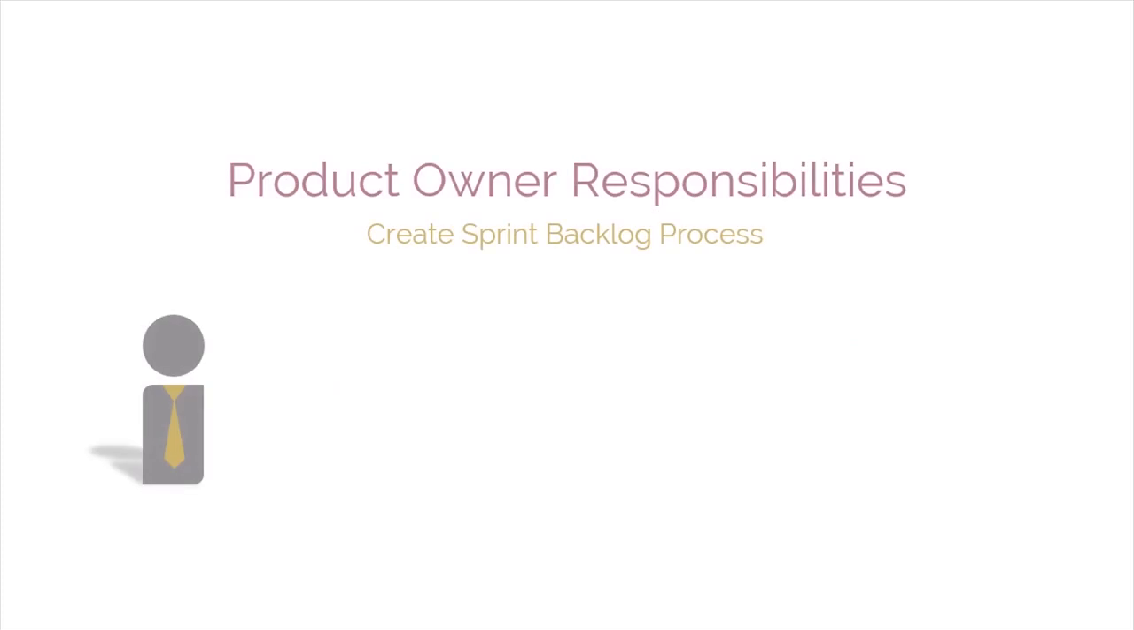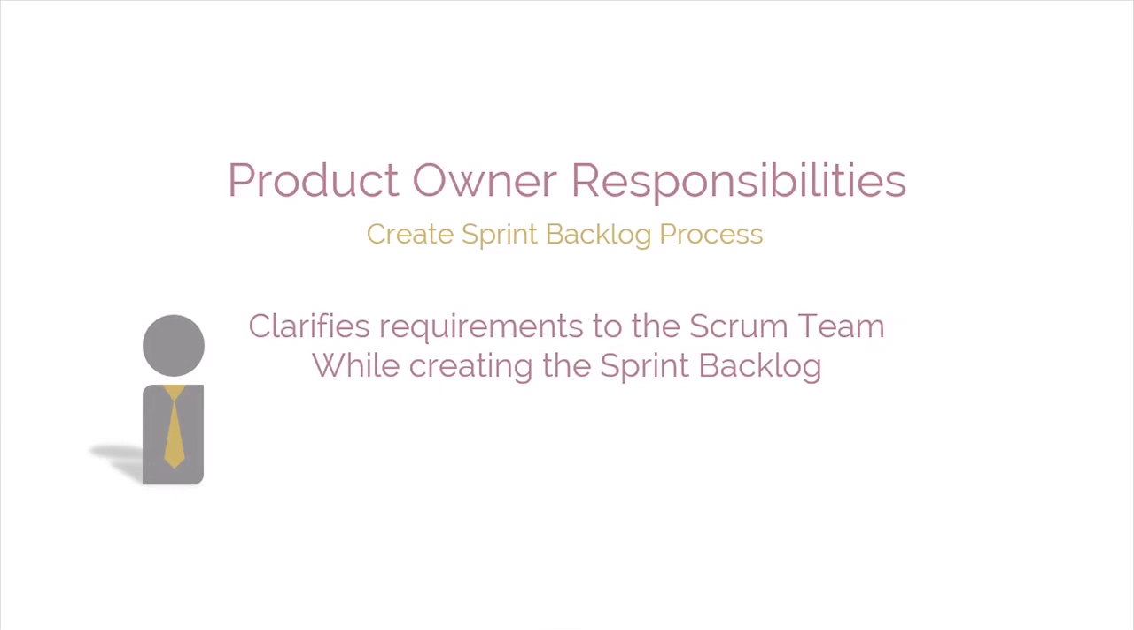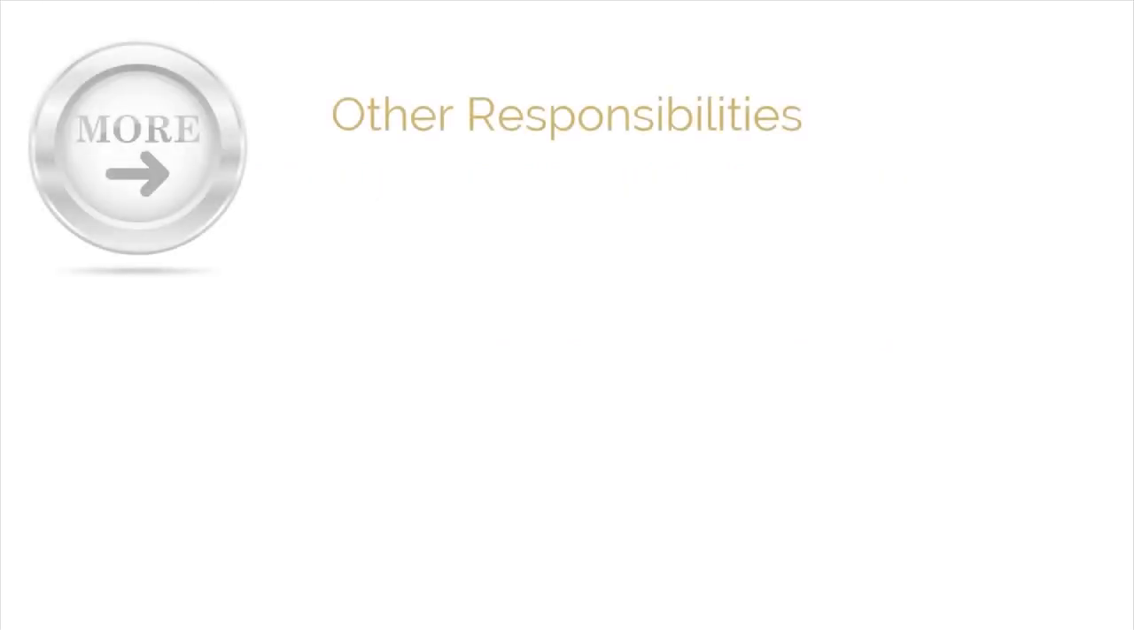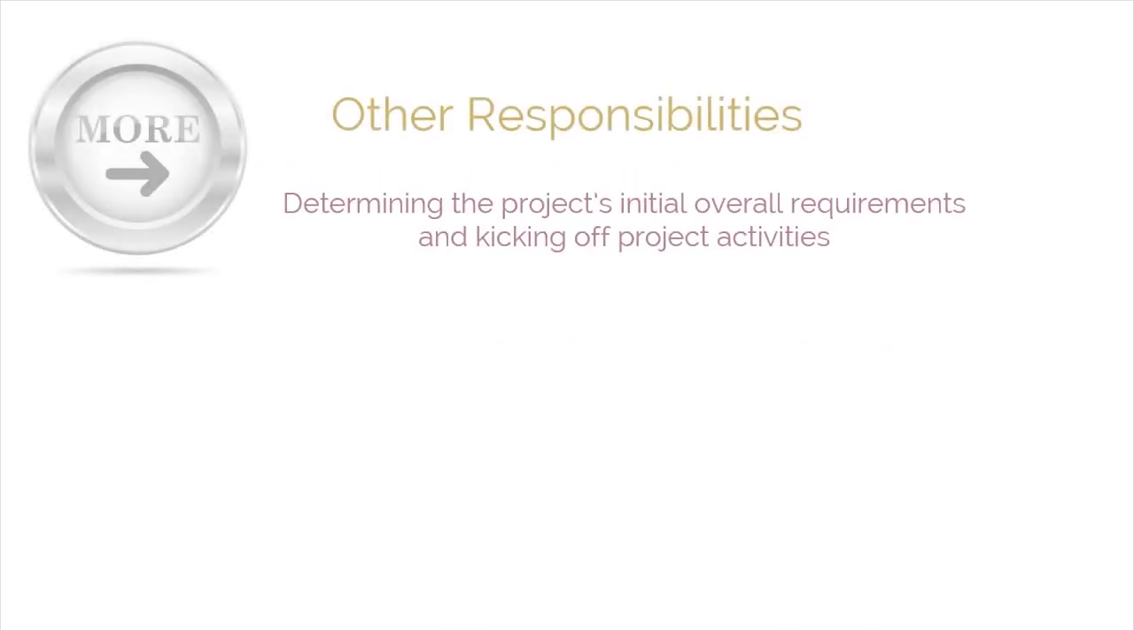Later, during the Create Sprint Backlog process, the Product Owner clarifies requirements to the Scrum team while creating the Sprint Backlog. And the Product Owner also participates in the retrospective sprint meetings during the Retrospect Project process. The other responsibilities of a Product Owner are determining the project's initial overall requirements and kicking off project activities. This may involve interaction with the Program Product Owner and the Portfolio Product Owner to ensure that the project aligns with direction provided by senior management.